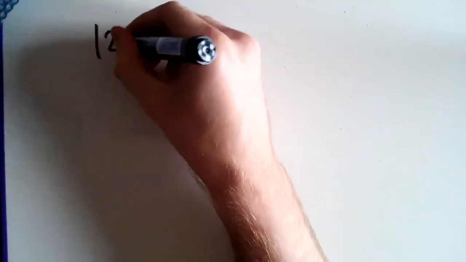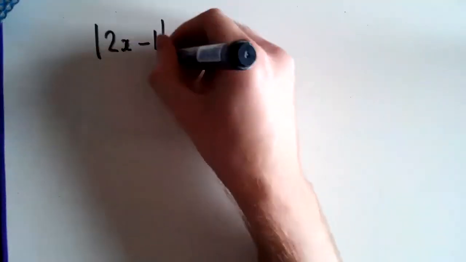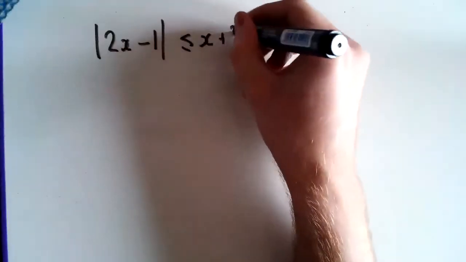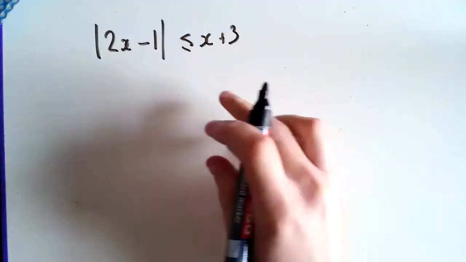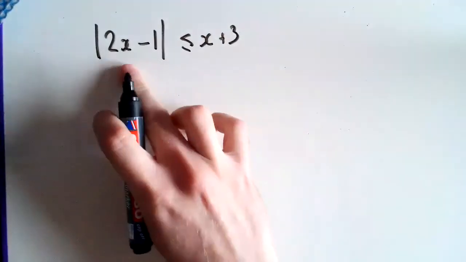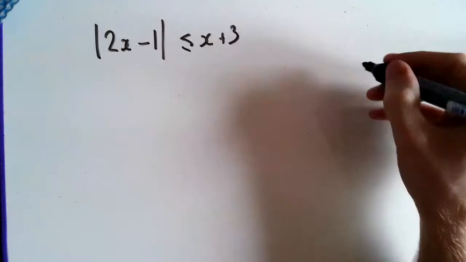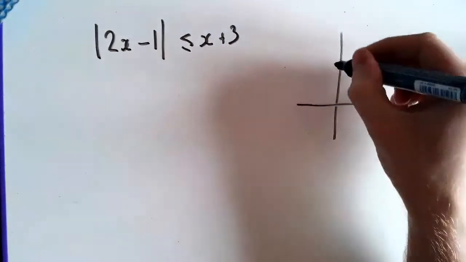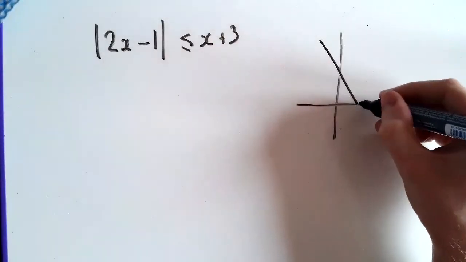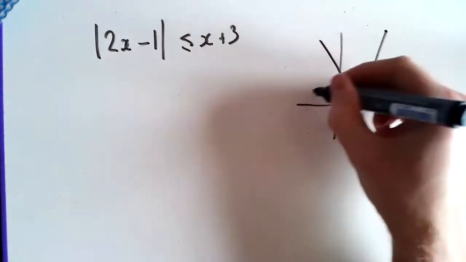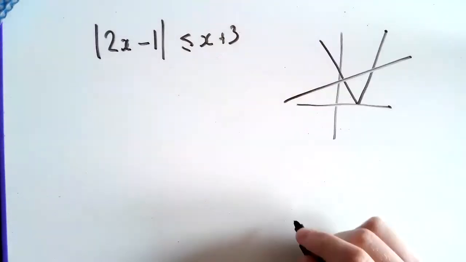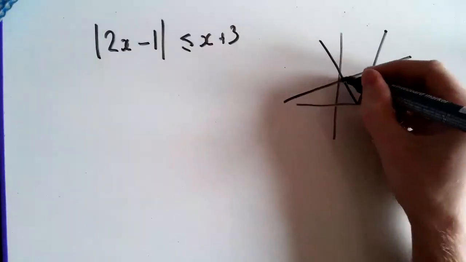Okay, third one, we want to solve the equation: the modulus of 2x minus 1 is less than or equal to x plus 3. So the first thing we do is we need to get the critical values. So I need to find out when they're equal. So I sketch the graph, we get modulus of 2x minus 1, something like that, and x plus 3, something like that. So I get two critical values.